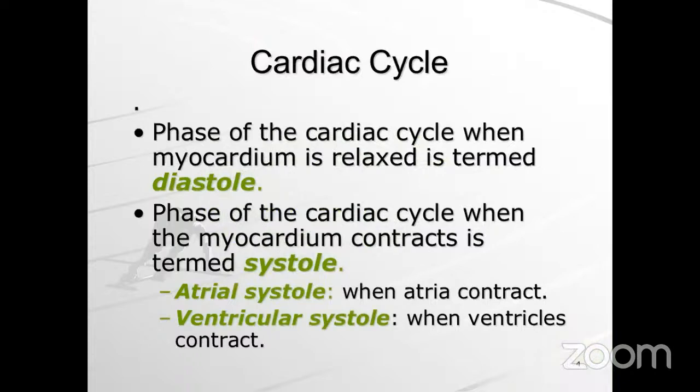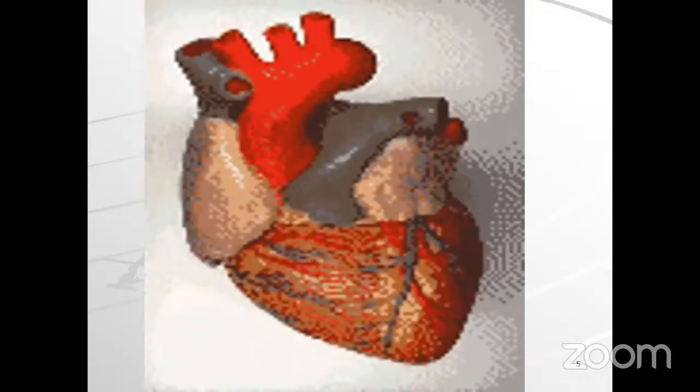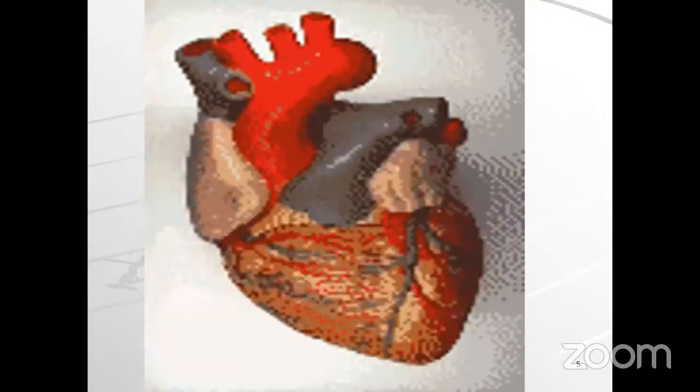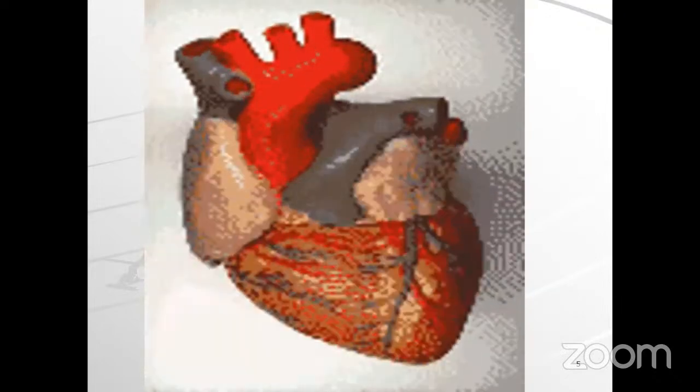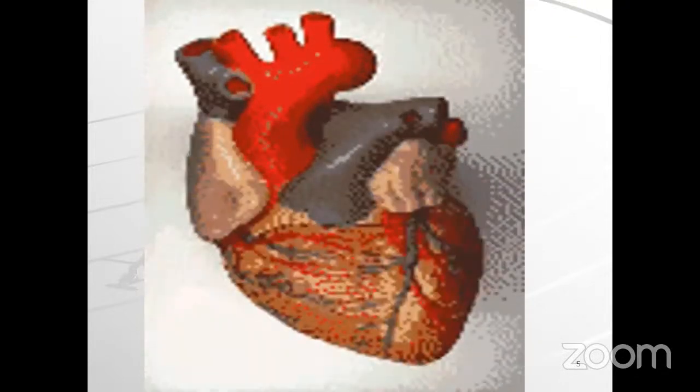Coming to diastole, that is the phase where the myocardium relaxes during the cardiac cycle. And when the myocardium contracts, it is known as systole. Atrial systole is when the atria contract and ventricular systole is when the ventricles contract. This process of atrial and ventricular contraction is known as the cardiac cycle. We are going to see in detail what all happens during this contraction and relaxation.